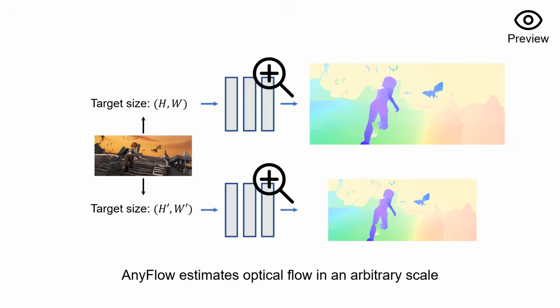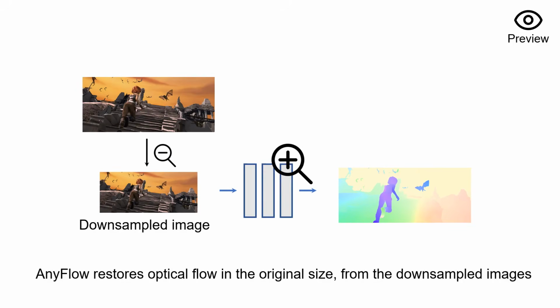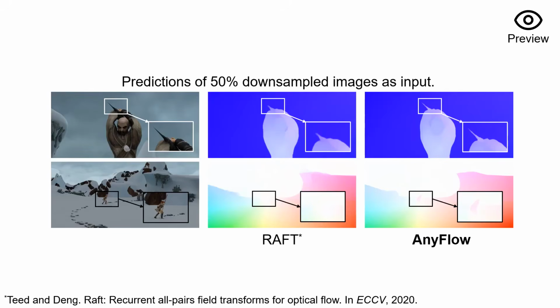Owing to its continuous representation, AnyFlow can estimate optical flow at an arbitrary scale depending on our target resolution. Therefore, AnyFlow can restore optical flow in the original size from the downsampled low-resolution images with clear boundaries. As a result, AnyFlow shows more accurate predictions, especially on object boundaries and small objects from low-resolution images.